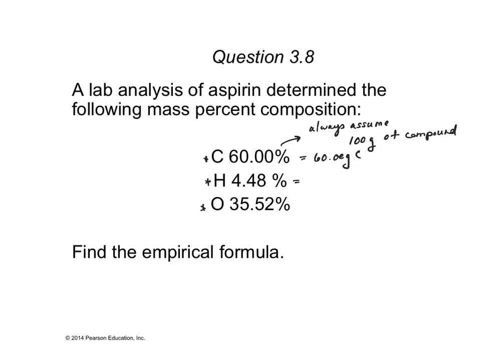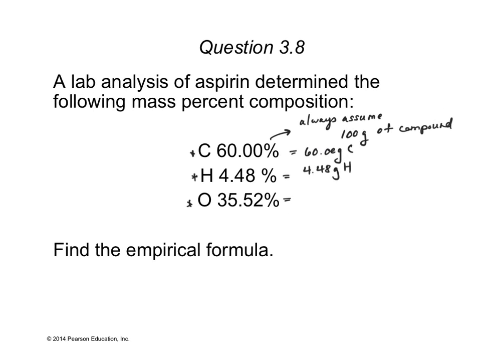That means that if it's 4.48% hydrogen by mass, then in 100 grams of the compound, there would be 4.48 grams of hydrogen. And then for oxygen, if there was 35.52% oxygen by mass, then there would be 35.52 grams of oxygen if there were 100 grams of the compound, okay? So with respect to these percent type problems, always assume that you have 100 grams, and then these percentages will just convert directly to the actual mass of each element, okay? So you would start this problem saying that you have 60 grams of carbon, 4.48 grams of hydrogen, and 35.52 grams of oxygen, and then you would go to determine the empirical formula from that data, okay?